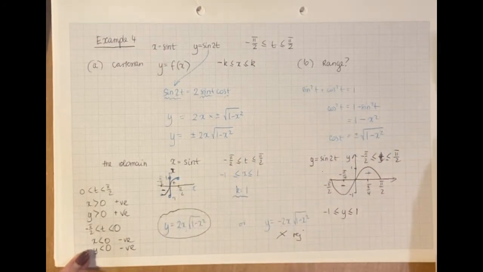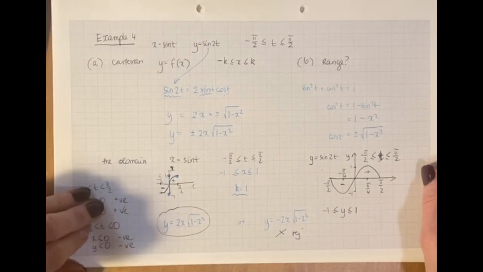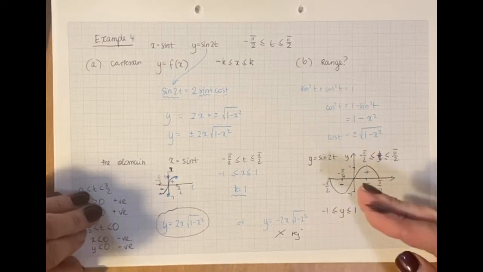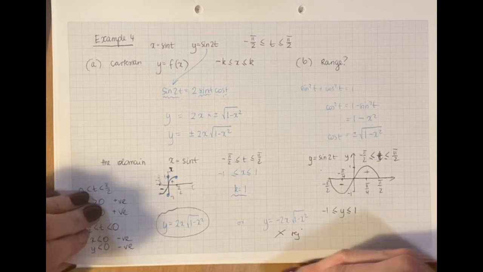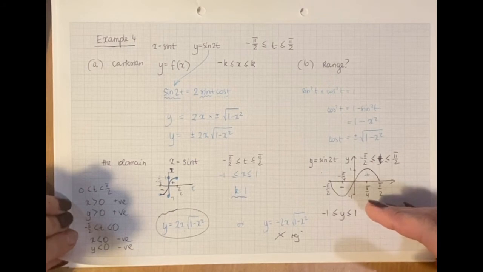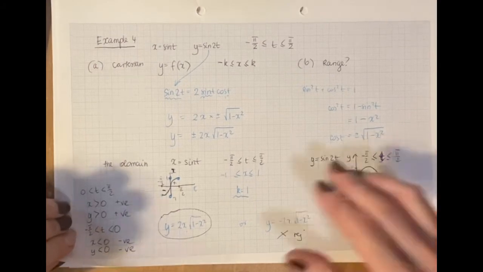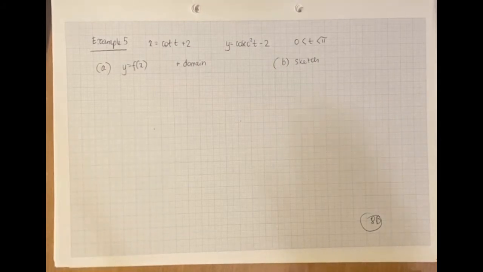Obviously the book didn't really look into detail about this, but even if you don't understand it at this moment, when you finish the book, I would recommend you come back to this example and have a look at this video again, because those questions have been asked in the exam before, so you need to think about why this is the case. Okay, so we are going to move on to example 5, and then it's exercise 8b.